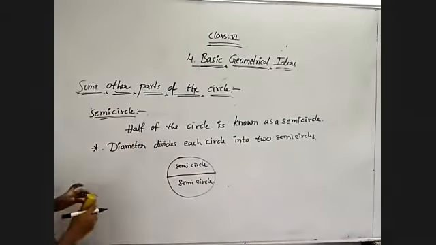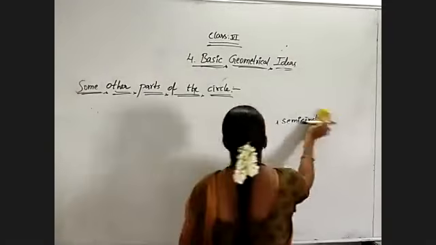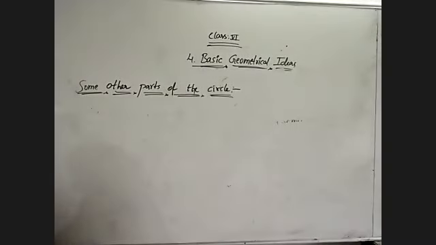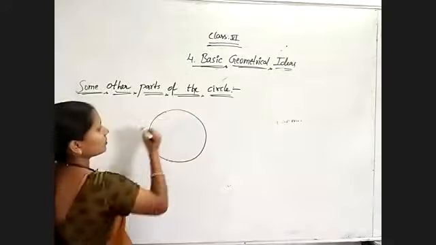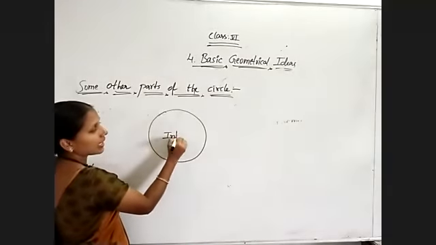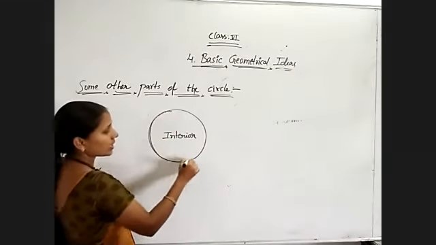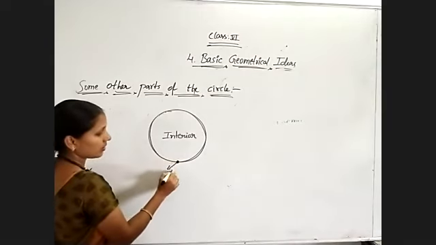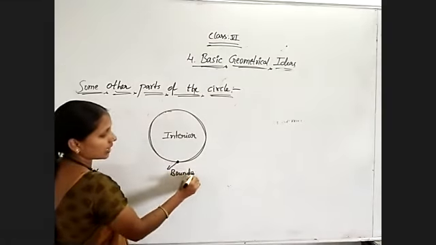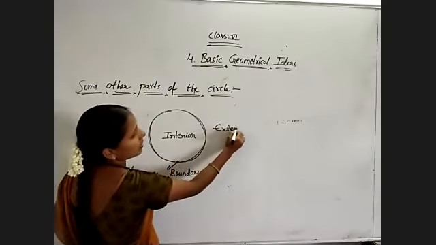And next, interior, exterior and boundary of the circle. This is the interior of the circle, and this boundary is known as the circumference of the circle. So it is the boundary of the circle, and outside of the boundary is known as the exterior of the circle.